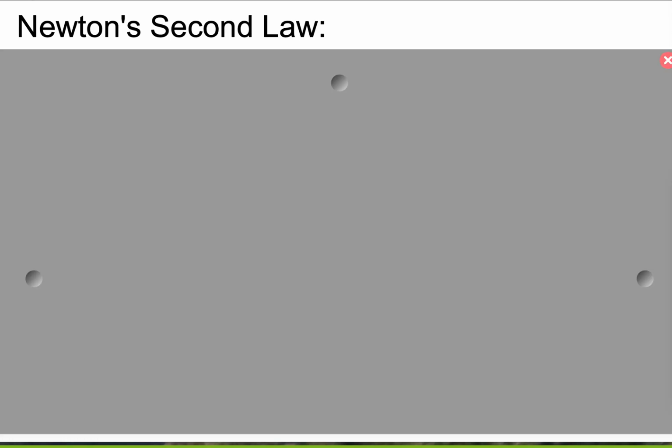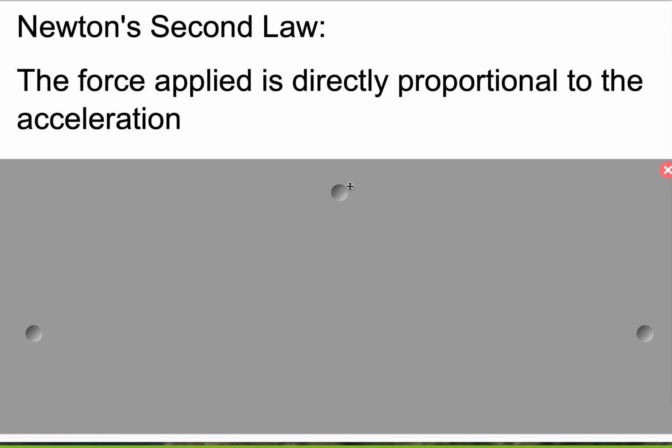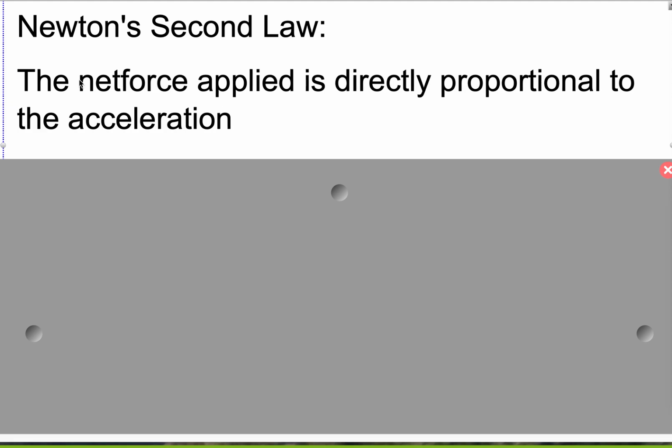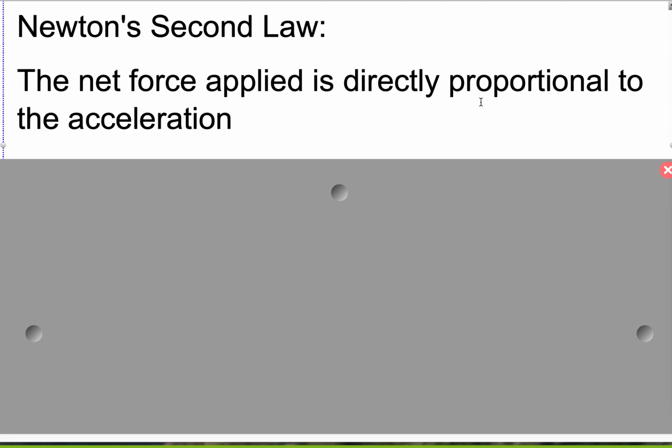And now we're going to get to Newton's second law. So we're going to state it out very explicitly. The first thing that Newton's law says is that the force applied to the object, and we should say the net force, I'll add that in right now, the net force applied to the object is directly proportional to the acceleration. So those are math words. Give you a second to write that down if you want.